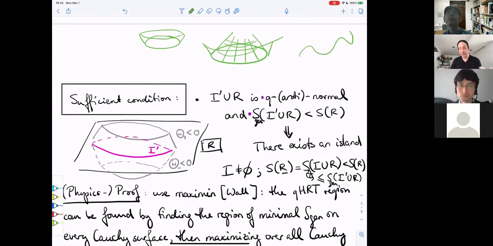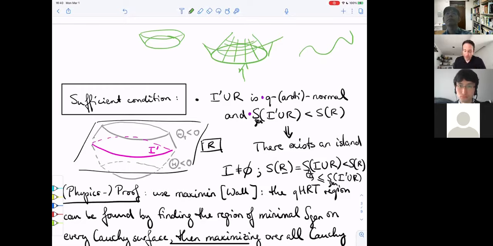Okay, anti-normal is the opposite. So an anti-normal surface would have the property that the area or generalized entropy increases as we follow the light rays to the interior, but decreases as we follow them to the exterior. So that would be, for example, if I just redefine interior and exterior for a sphere in Minkowski space, then it becomes an anti-normal surface.